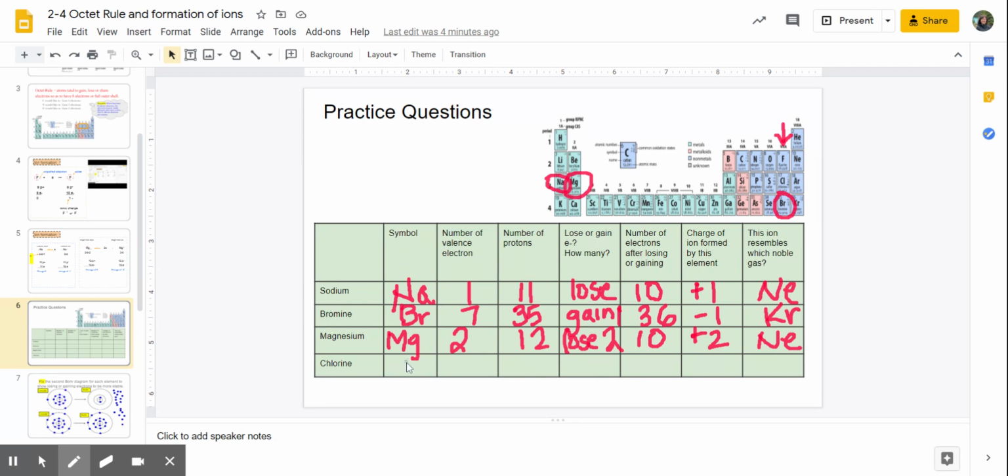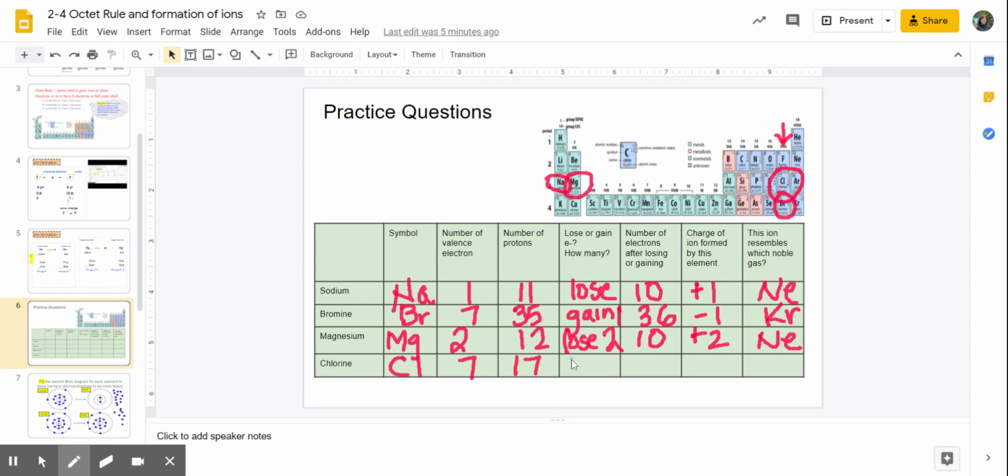Okay, next one, chlorine. Chlorine is right there. It has the atomic number of 17, which means it has 17 protons and 17 electrons. So let's write that first, 17 protons and 17 electrons. The symbol is Cl. For the number of valence electrons, notice that it's in group 7A, so there are 7 valence electrons. Will it lose or gain?